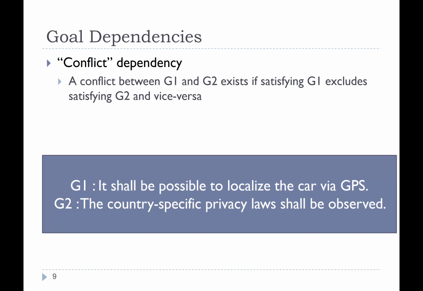And again, there's an example here. For example, G1 says it shall be possible to localize the car via GPS. And another goal is I want to be able to observe and respect the country's privacy laws. Now, it could be that the country's privacy laws prohibit us from being able to localize, pinpoint on a map, a certain person's car. So if you want to adhere to the laws, then you can't have G1. If you're doing G1, then you can't adhere to the laws. So it's either or, a hard negative.